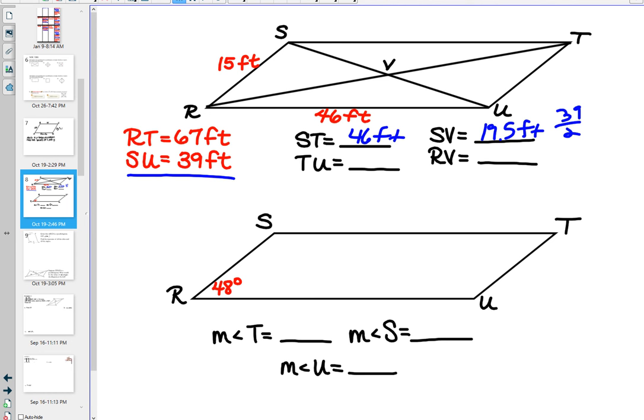How about TU? What is TU? No, but like, what is it? TU is a side. Opposite sides are congruent. You are correct. TU would be 15 feet. And then how about RV? RV is half of a diagonal. If RT is 67, this would be 67 divided by 2, 33.5.